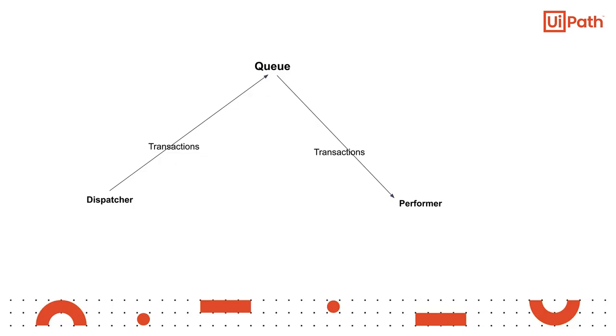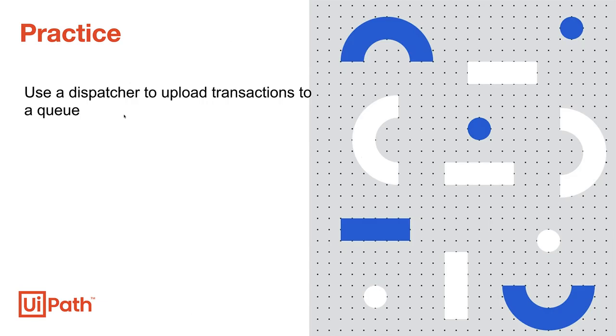And when dealing with queues, we usually use a dispatcher and performer model. The dispatcher is a workflow that we use to upload the transactions to the queue. And the performer is a workflow that takes the transaction out from the queue and processes them. In this practice, we are going to create a dispatcher in the UiPath Studio and use this dispatcher to upload transactions to the queue in the Orchestrator.